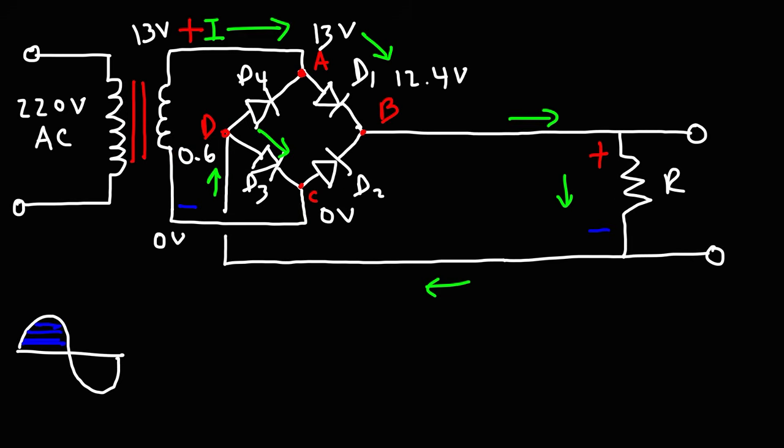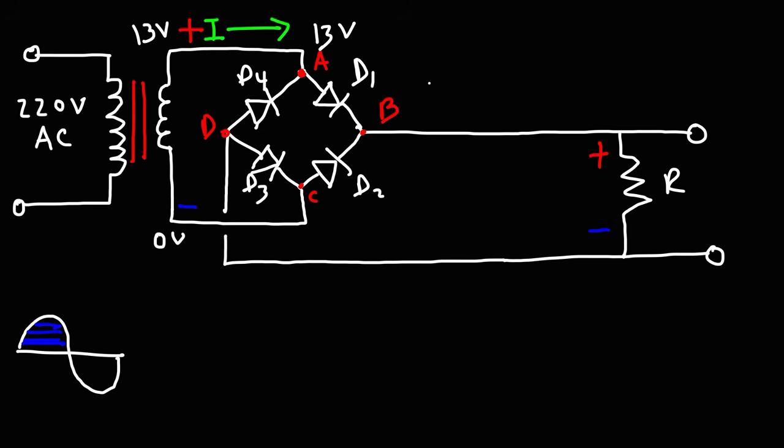So the potential across the resistor is the difference between 12.4 and 0.6 volts. So we have a potential difference of 11.8 volts across that resistor. Now we want to create a 12 volt DC power supply. And so we don't want 11.8 volts across the load resistor. Let's call this RL. What we want is 12 volts, not 11.8. So instead of using the silicon diode, what we're going to do is use the germanium diode.